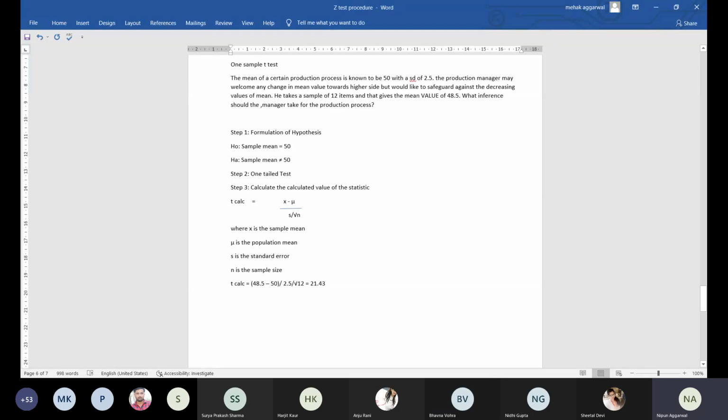So calculate this value. So 3.46, then 2.5 divided by 3.46. So 0.72, and 1.5 divided by 0.72. So 2.083. So this value comes out to be 2.083. Fine. So that will be your T calculated value.